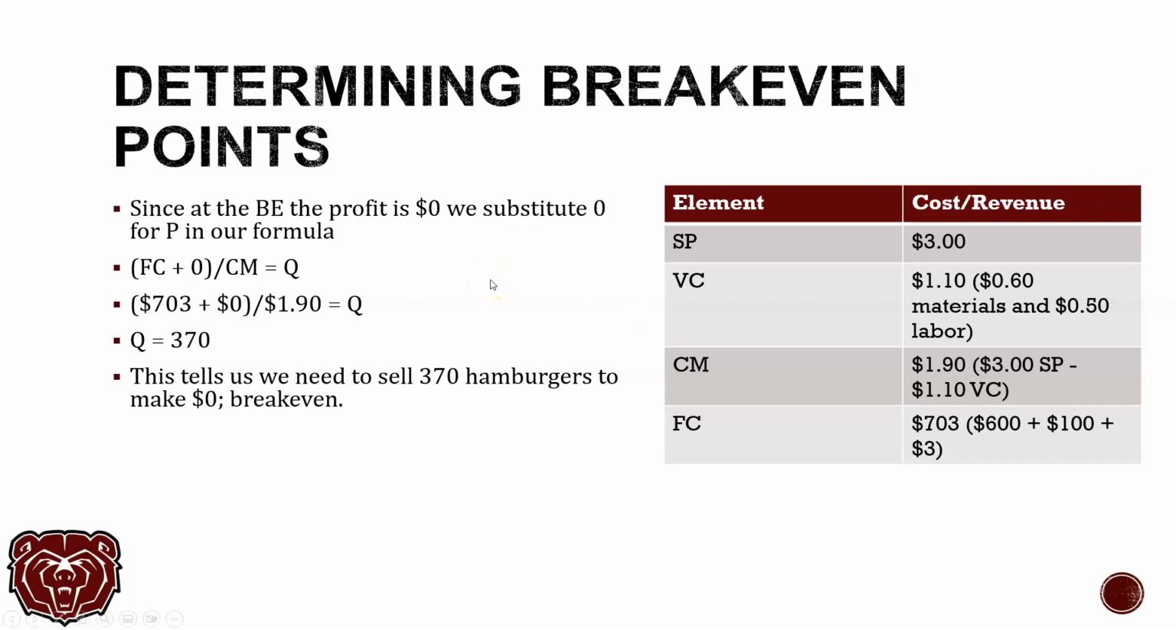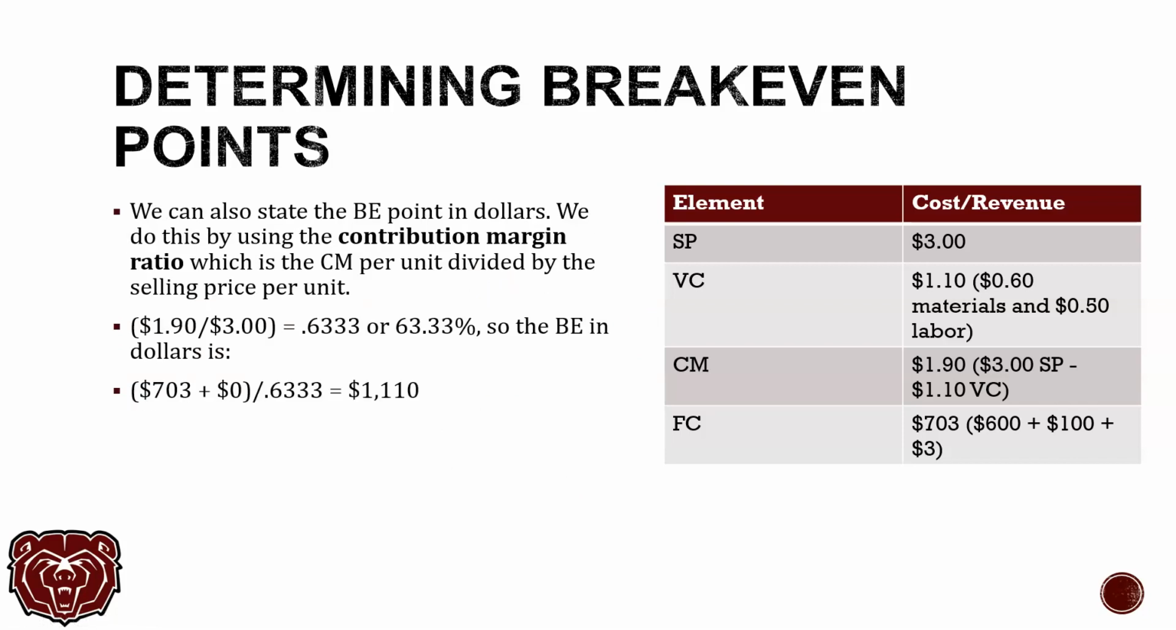Okay. So we can also find the break-even point in dollars. How many dollars do we need to make in order to make $0 in profit? We do that by finding what we call the contribution margin ratio. That's simply the contribution margin per unit, which we just found, $1.90, divided by the selling price per unit, $3. So here we can find it's 0.6333 or 63.33%.